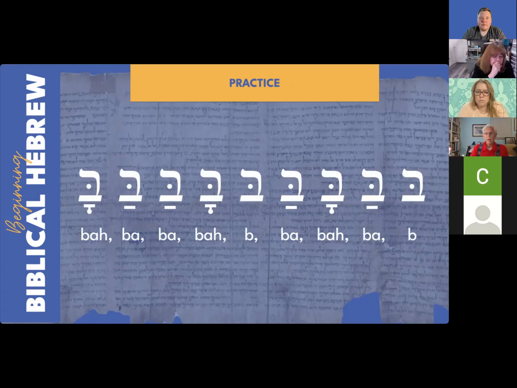We're going to do the same thing with bet. So we have b, ba, ba, ba, b, ba, ba, ba, ba. And all of these are going to be in the homework as well, where you can go and practice those. Now, vet, we have v, va, va, va, v, va, va, va, va.